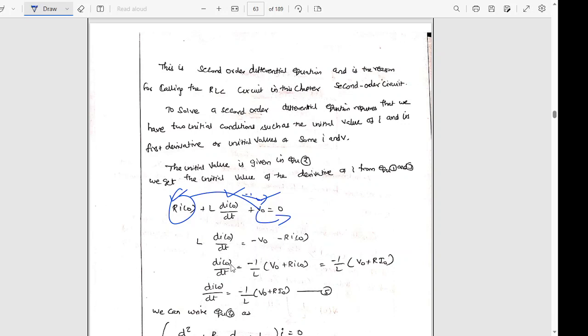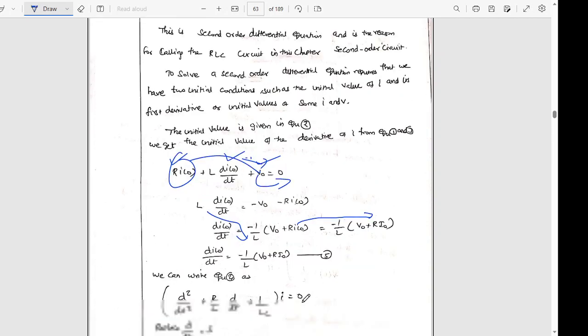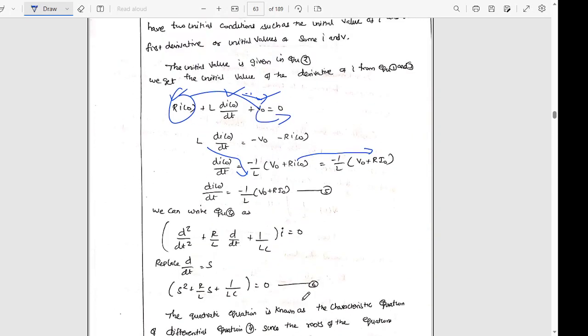So d I of 0 by dt can be written as minus 1 by L. This L will be taken to the right hand side, so it will go to the denominator. Within the bracket, this minus is taken out, so V naught plus R I of 0. This I of 0 can be written as I naught. So it is minus 1 by L times V naught plus R I naught. This is the initial condition for the first derivative.